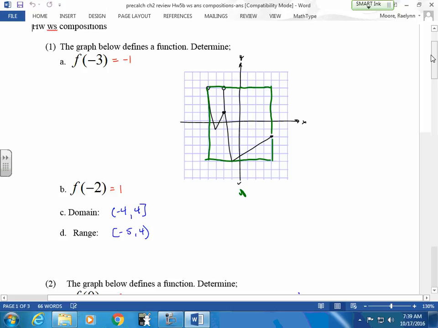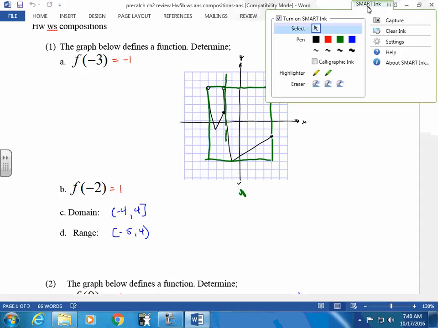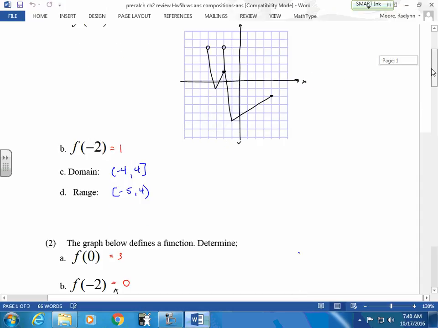Box them in. Is this a function? Yes, it passes the vertical line test. One's open, one's closed. This is kind of like a piecewise, where I say domain from here to here, domain from here to here, and we give you the domain. Stop me if you have any questions.